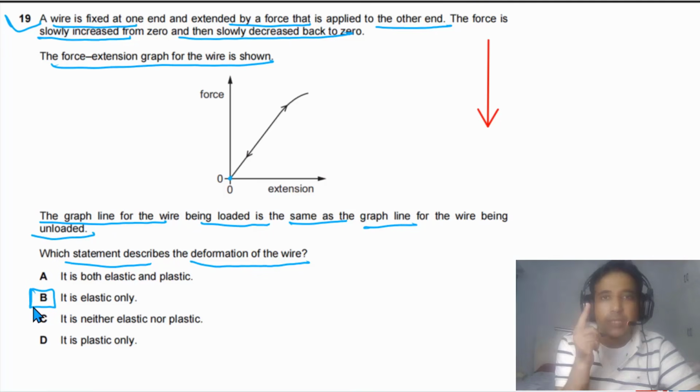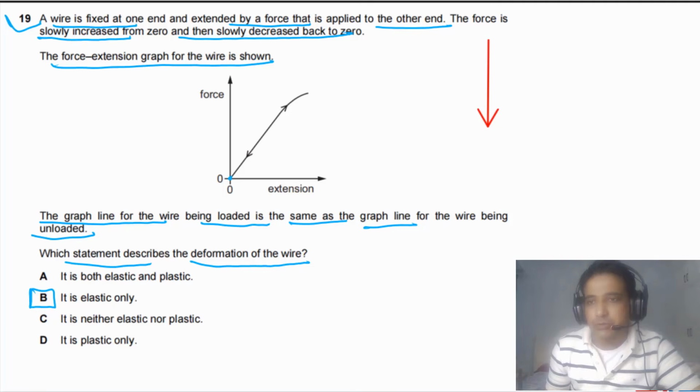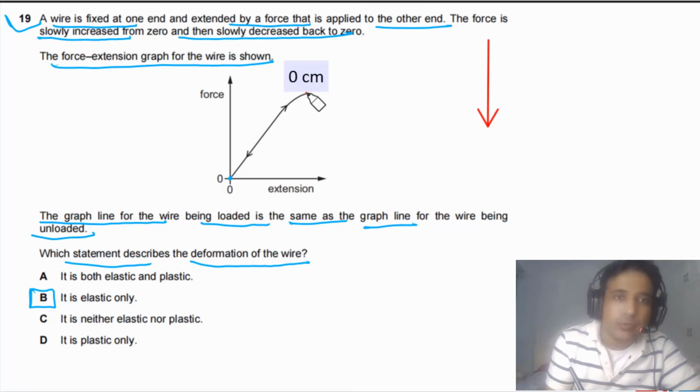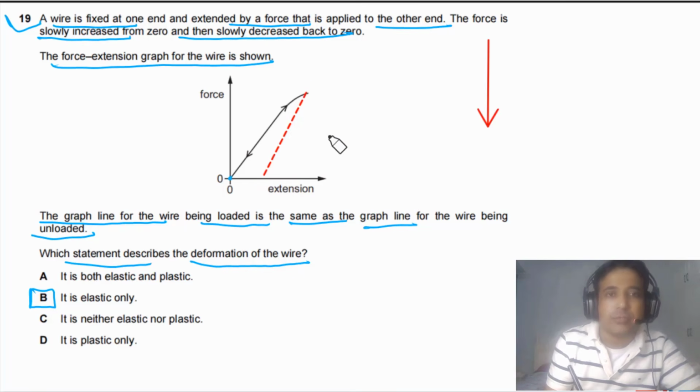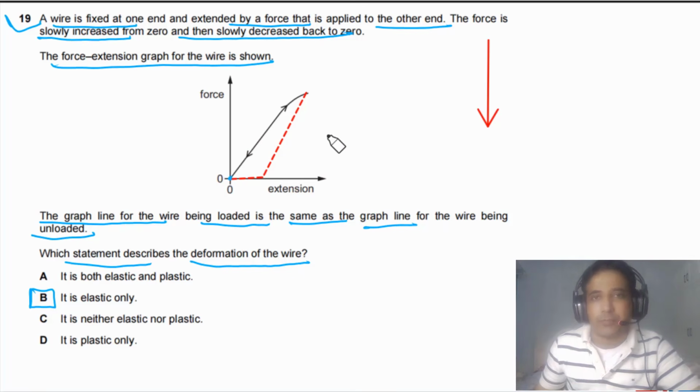If it was plastic deformation, then maybe the graph would look like this. When you remove the load, maybe it will end up here, on this curve. In this case, you will see this part has extension, meaning the final length is longer than the original. So there is extension, and this will be plastic deformation. So the answer for this question is B.